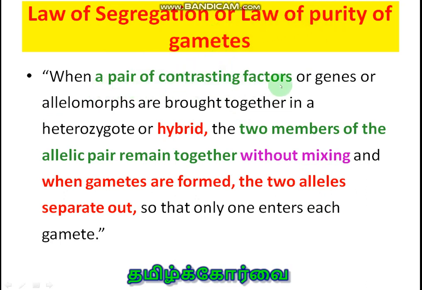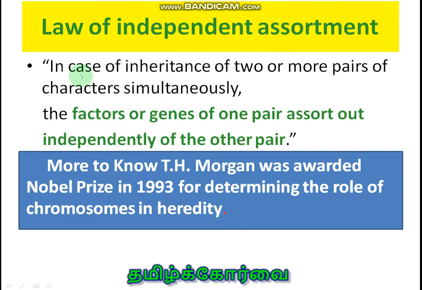When a pair of contrasting factors or genes is brought to the hybridization union, the two members, that is capital R and small r, remain together without mixing. So you should not confuse here with capital R and capital Y staying together without mixing. Not like that. The allelic pair remaining together without mixing means capital R and small r, the same way capital Y and small y. So they stay together. When the gametes are formed, they are separated. That's the reason why it is also called the law of purity of gametes, because the gamete carries only one allele for a trait.